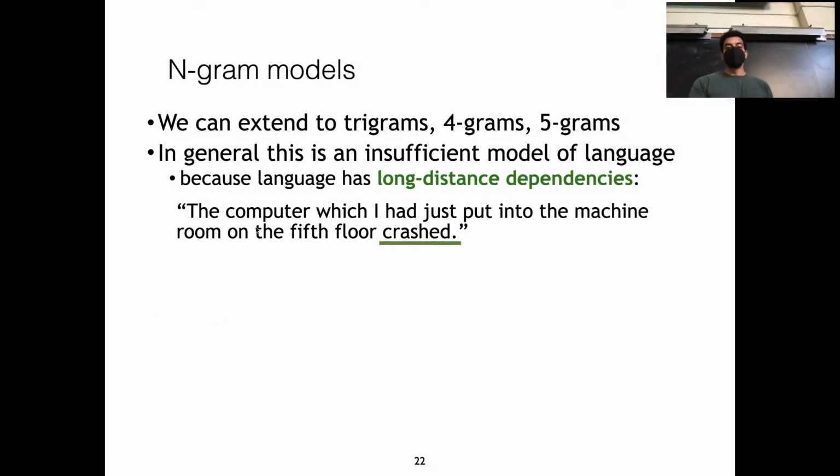So here's an example. The computer, which I had just put into the machine room on the 5th floor, crashed. So here, how many words back do I need to go before I see the actual thing that crashed? Computer, it's like, what, 12 words or something? So if I don't have at least a 12-gram model, I'm not going to be able to know what is the thing that crashed.